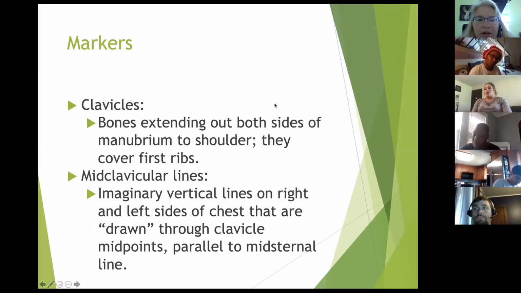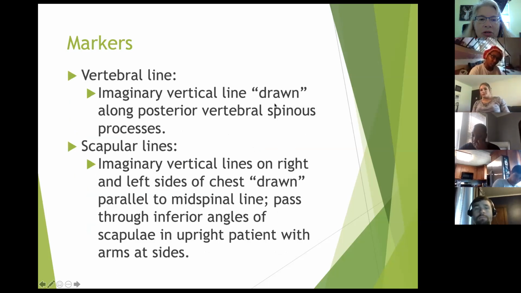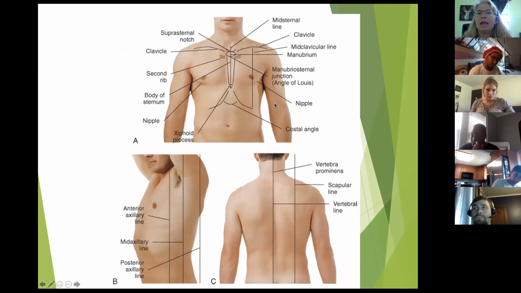Actually, I think I'm going to skip ahead to my picture. There we go. Okay, so when we look at markers, we start with the suprasternal notch, which is right up here at the top of the rib cage, at the top of the sternum. And then we have the sternum that goes down the middle of the chest. That's kind of your midline.